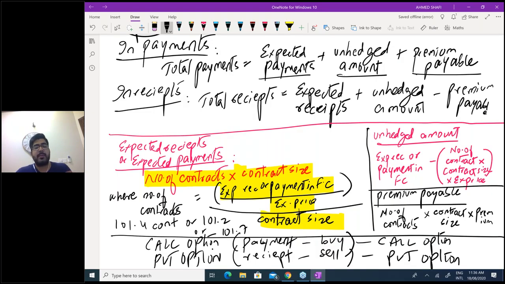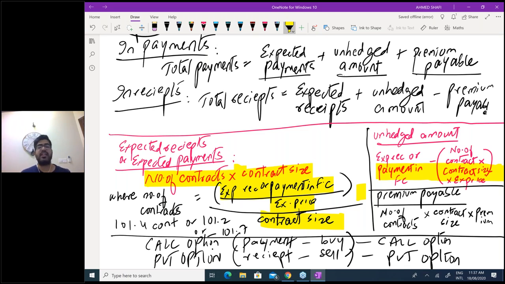Let's suppose number of contracts is coming 98.3. You can't get 98.3 contracts. You can get 98 contracts. So if you only take whole number contracts, 101 or 98, it's likely that the whole amount won't be hedged. Some would be left. That is called unhedged. Because obviously, if the mathematical answer is 98.3 contracts and you're only able to take 98 contracts, some amount would be left. It won't be covered. That is called unhedged. You need to find unhedged as well.